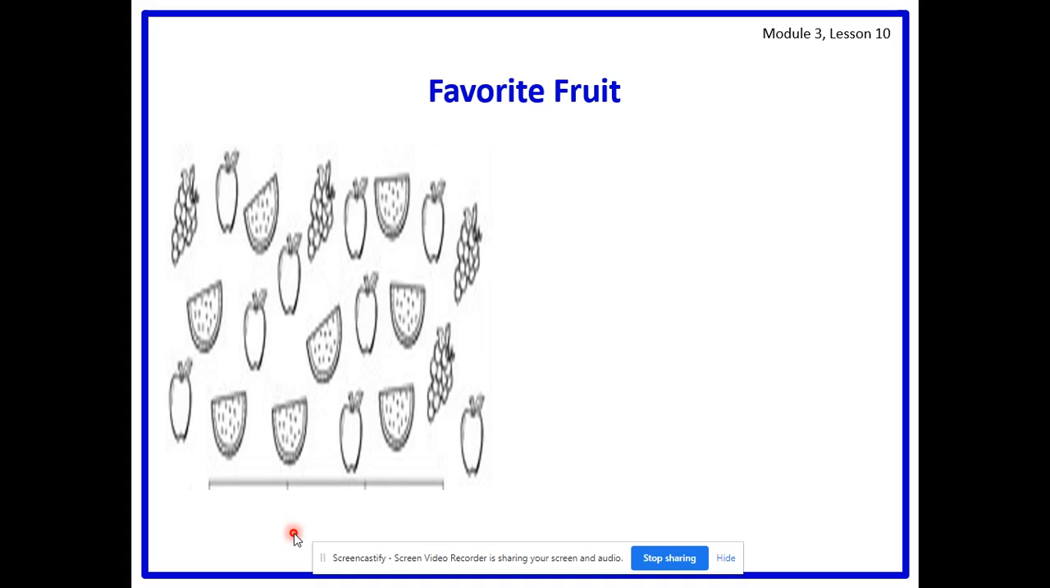1, 2, 3, 4. Time's up. How many students like watermelon? What? Am I hearing that was too fast, that you need more time? Well, I have the same problem. So, how can we make counting these fruit easier?